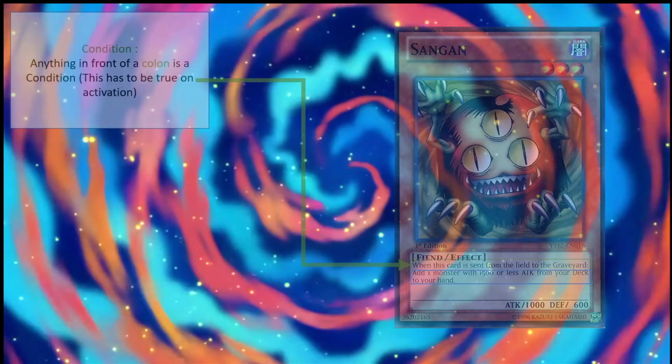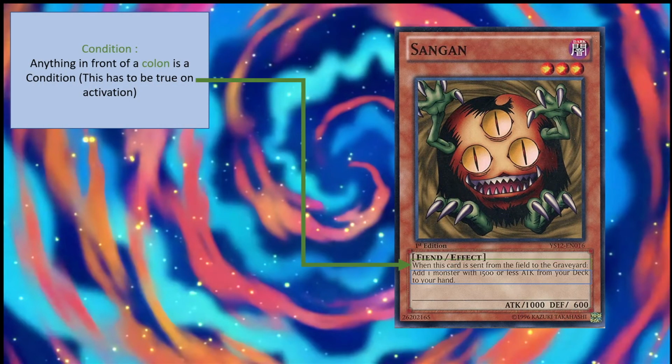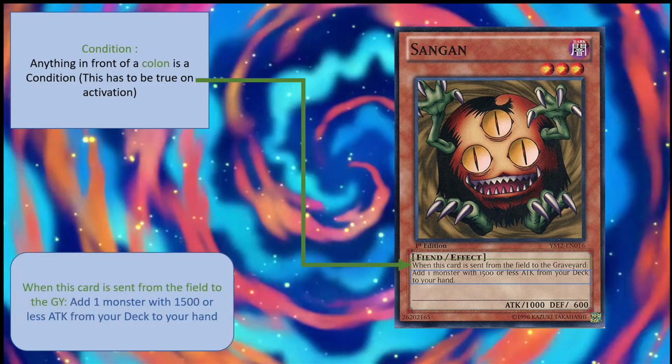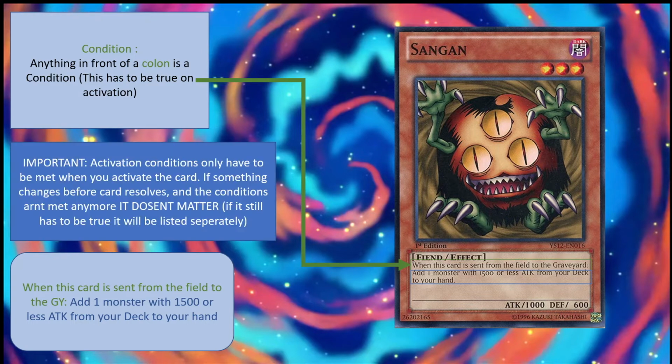So firstly, we are going to be looking at condition. So what even is a condition? Everything in front of a colon, double dot, is a condition. So here it says, when this card is sent from the field to the graveyard, colon, add one monster with 1500 or less attack from your deck to your hand. This is essentially the condition. A colon is always seen as a condition, something that has to be true at activation only.